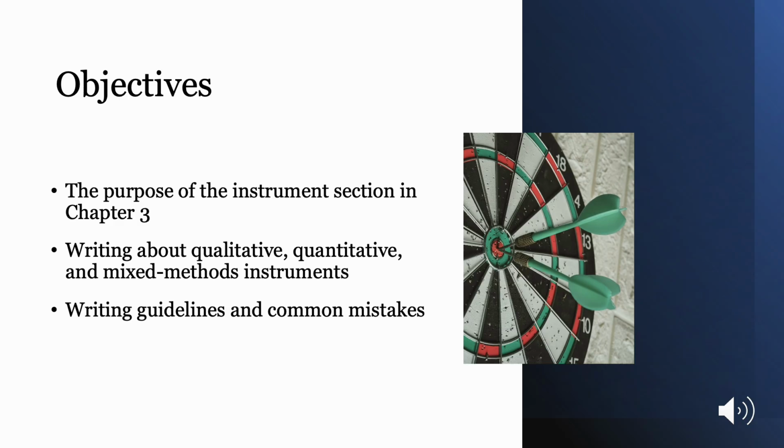Here's what we will cover in this video. First, we will go over the purpose of the instrument section and why it matters in Chapter 3. Then, we will look at how to write about qualitative, quantitative, and mixed methods instruments. After that, we will go over important guidelines to follow when writing this section, and I will point out some common mistakes to avoid. And finally, we will conclude with key takeaways to help you write a clear and effective instrument section.